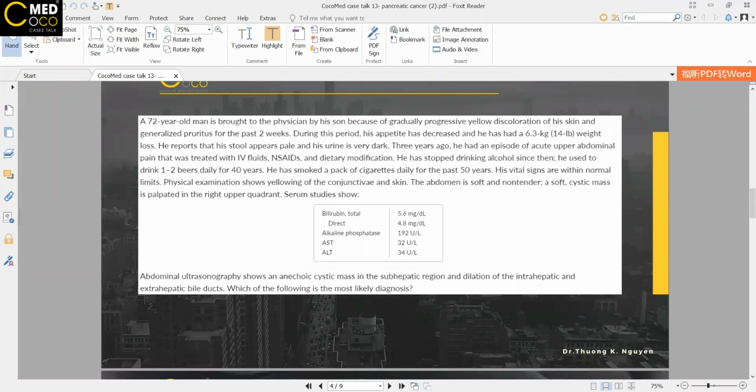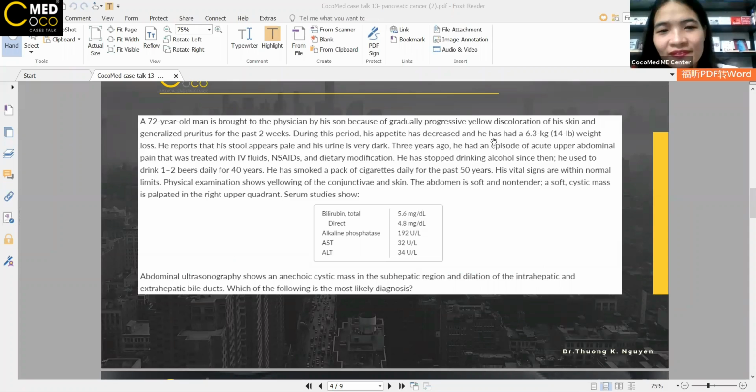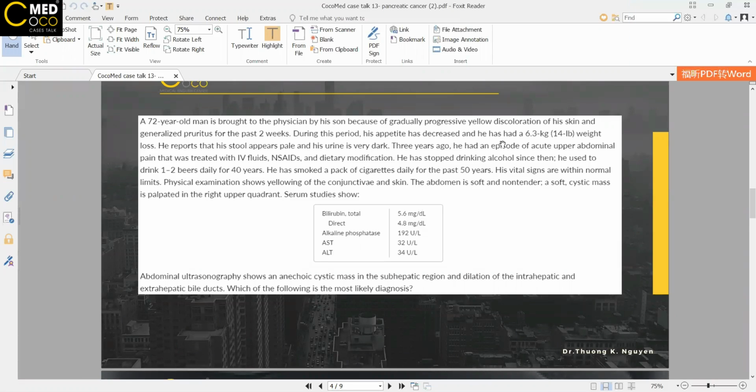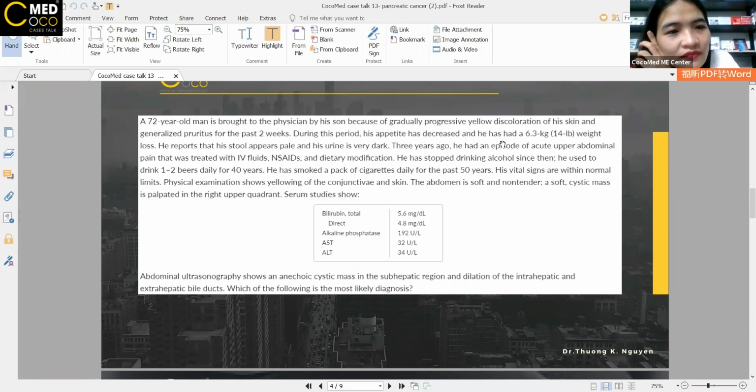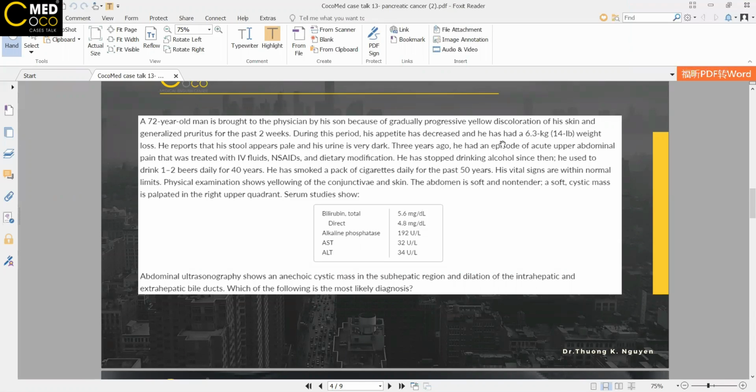Abnormal is he has a gradually progressive yellow discoloration of his skin and generalized pruritus for the past 2 weeks. His appetite has decreased. He had a weight loss. His stool appears pale and his urine is very dark.